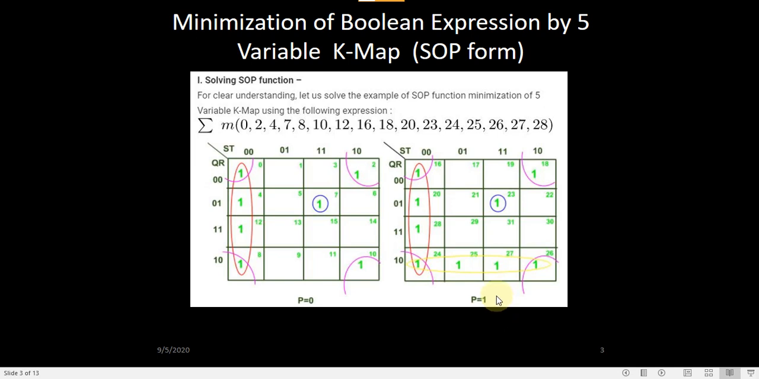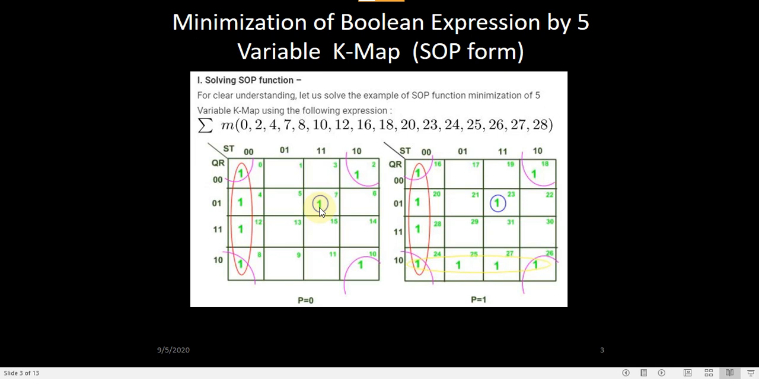P Q R bar. It is P now because it is not common here. It is only specific to P equal to 1. So that expression will be P Q R bar. Okay. And what about these singular ones?